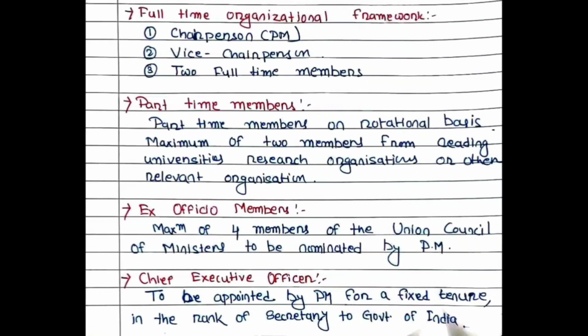Then the part-time members. Who are the part-time members? The part-time members are on a rotational basis. A maximum of 2 members should be there, and they are from the leading universities or research organizations or other relevant organizations. Then come the ex officio members. A maximum of 4 members of the Union Council of Ministers should be there, nominated by the Prime Minister.